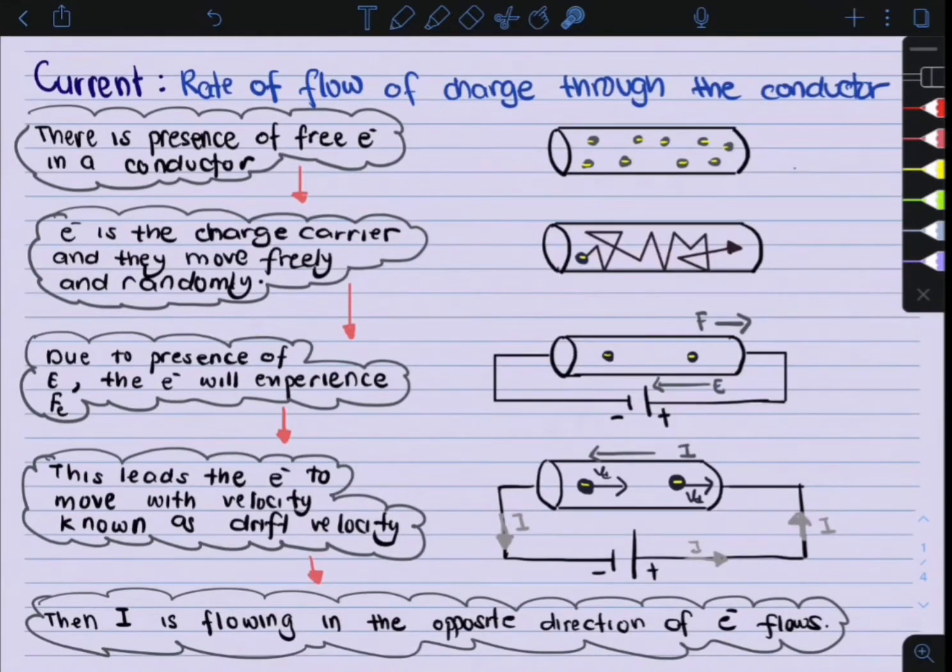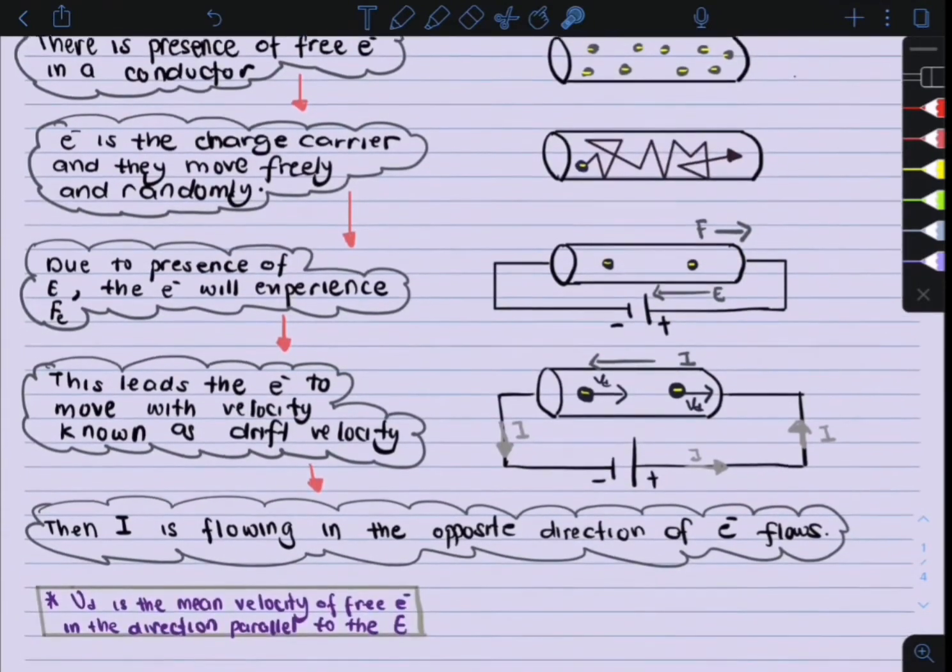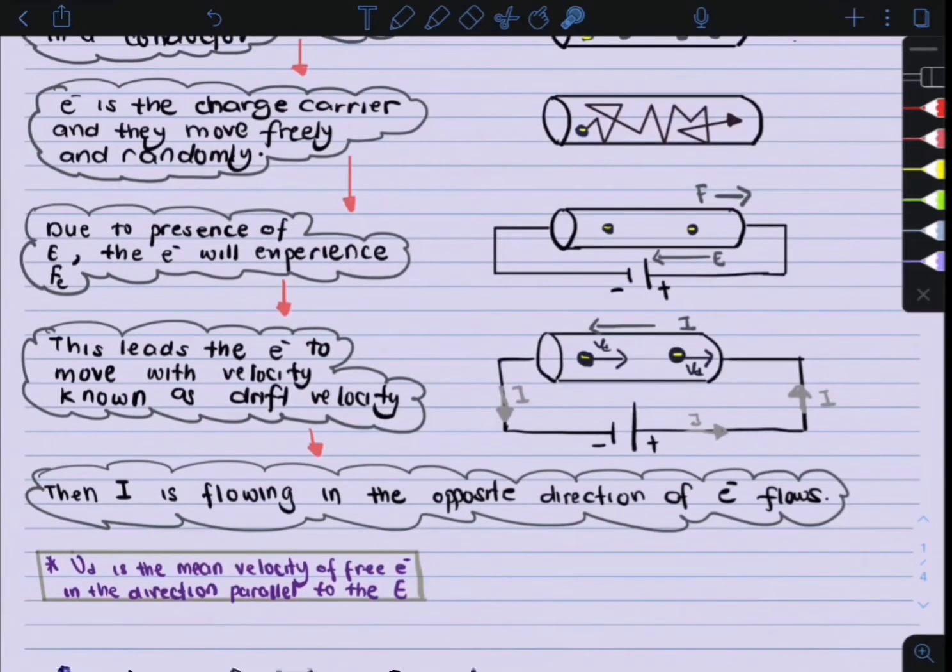Let's say now we apply an electric field to the conductor. You have a power supply where we know in power supply we have positive terminal and negative terminal, dan electric field akan flow daripada positif ke negatif. So at this particular point, due to the presence of electric field, this conductor yang mempunyai elektron di dalamnya akan experience the force. So all these electrons are going to experience electric force. This force is going to lead the electron to move with the velocity known as drift velocity.